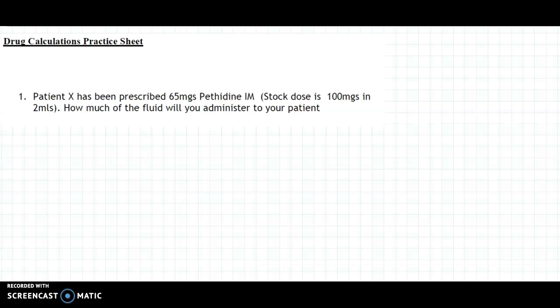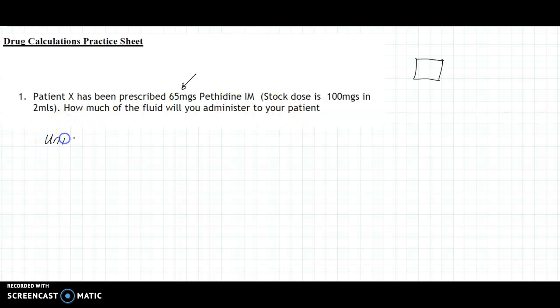Patient X has been prescribed 65 milligrams. The stock dose is 100 milligrams in 2 mils. So somewhere sitting on the shelf, imagine we have a glass jar and there's 2 mils of stuff floating around in it, and in the 2 mils there's 100 milligrams. How much fluid will you administer?